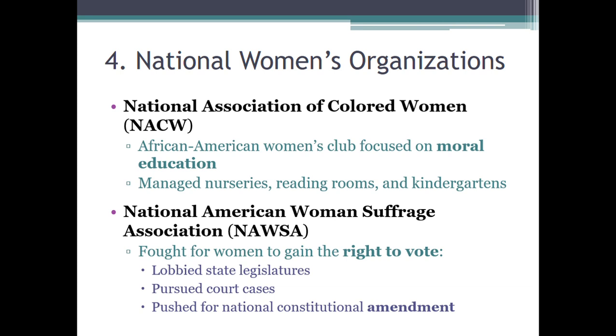They filed lawsuits. They did everything they could to try to change this law or to ensure that women would be guaranteed voting rights, and they really pushed for a constitutional amendment that would do that.